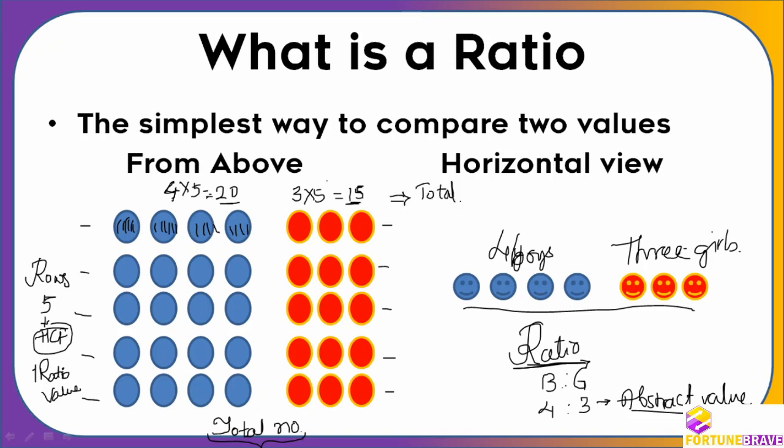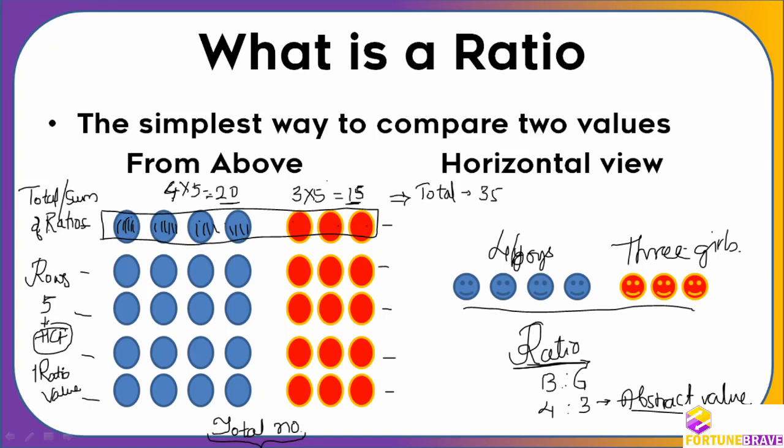Or I can say in another way as well, total is 35. Or I can say 1, 2, 3, 4, 5, 6, 7. So in one row total, because I want total, so in one row there are 7 students. So this is called the total or sum of ratios. This is the sum of ratios.